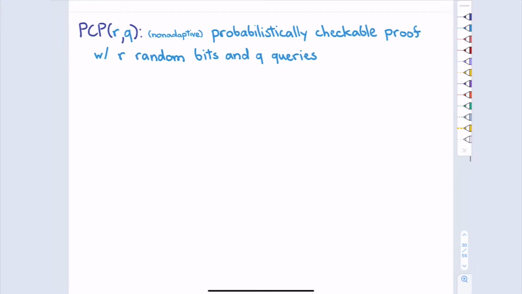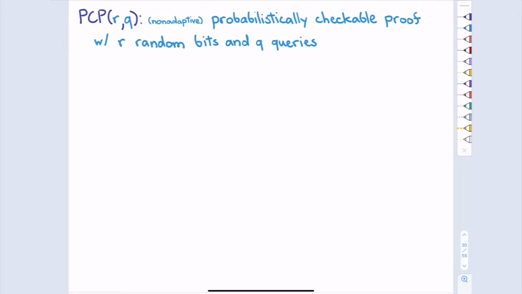So here's something sort of new. Okay. So we'll talk about the class of problems with, quote unquote, probabilistically checkable proofs with R random bits and Q queries. Okay. So as you might guess, this already seems more complicated than the previous definitions, since it has parameters.